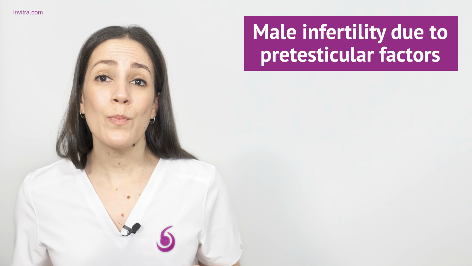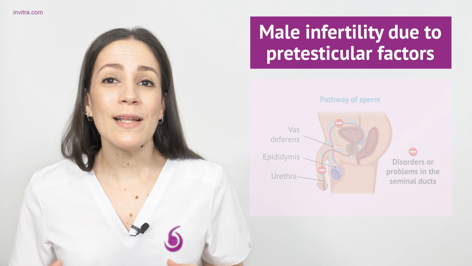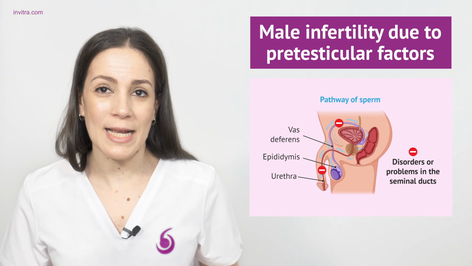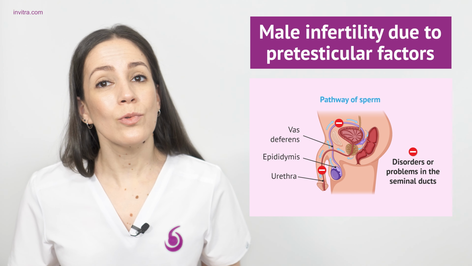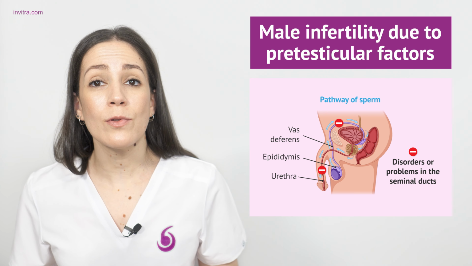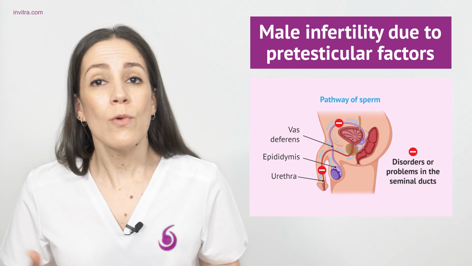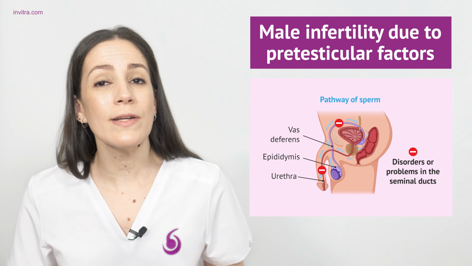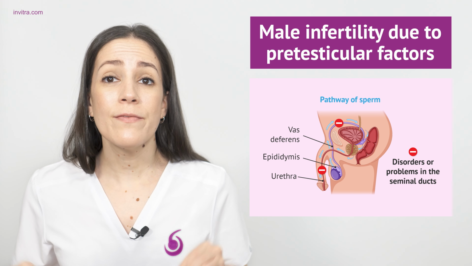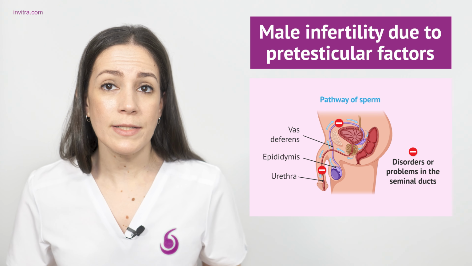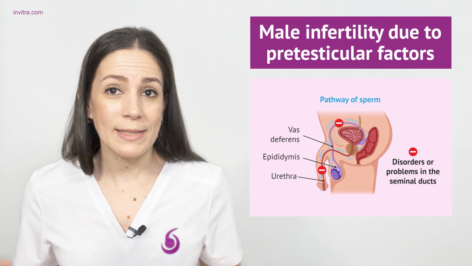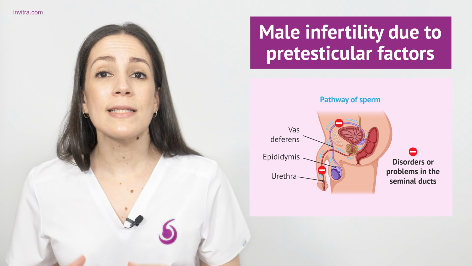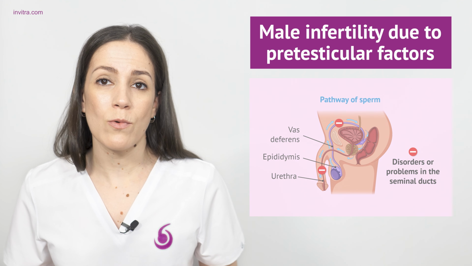The post-testicular factor is caused by changes or issues in the seminal ducts. The seminal pathways are the ducts that sperm must travel through to exit to the outside once they are produced in the testicles: the epididymis, the different ducts, and the urethra. In this case, infertility may be due to infections, blockages, or serious physical injuries that prevent sperm from being released during the process of ejaculation.